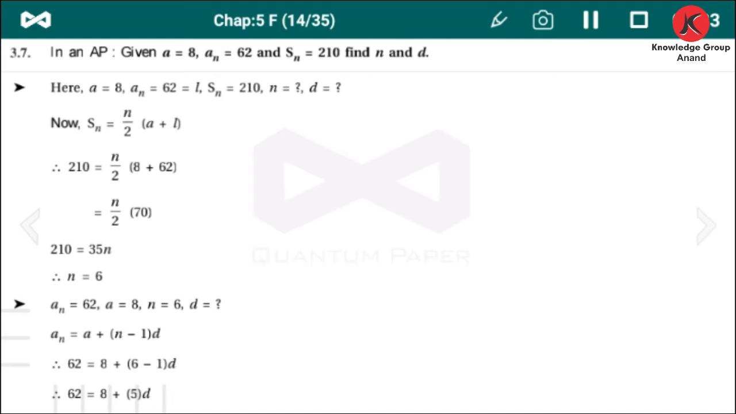We first find n. Sn is equal to n by 2 into a plus l. Put the value of Sn as 210, n by 2 into a, which is 8, plus last term 62. 62 plus 8 is equal to 70. 35 times 2 is 70, the 2 cuts here. Therefore, 210 is equal to 35n. Divide by 35, n is equal to 6.